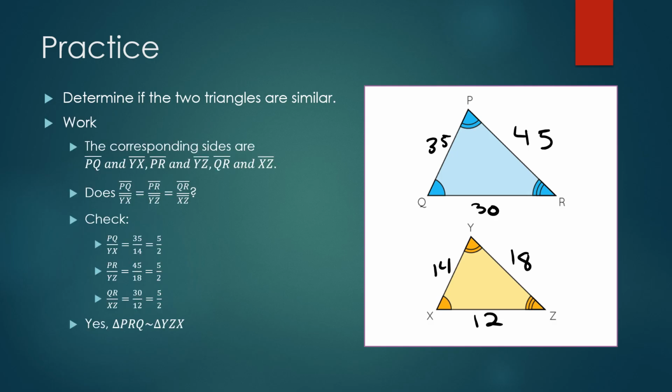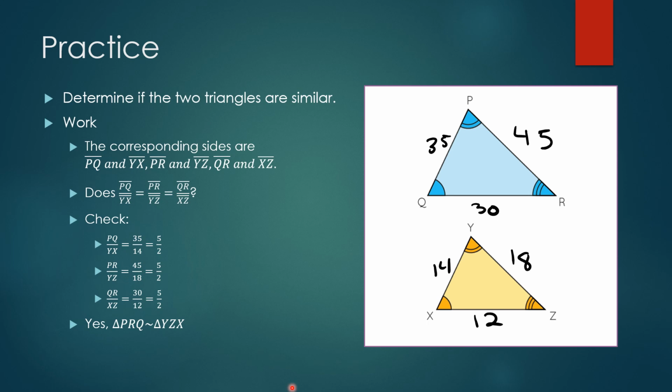Here are the answers. We know that the corresponding sides are PQ and YX, PR and YZ, and QR and XZ. We know this by the way the angles are drawn and marked. So we have to check: do the three ratios equal each other? And the answer is yes. Each side simplifies to the ratio of 5/2, or 2.5 in decimal. Then we would show, using our little symbol, that triangle PRQ is similar to triangle YZX.